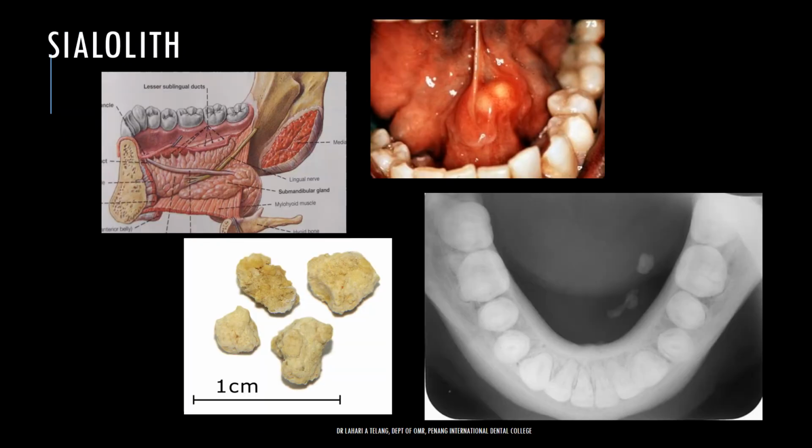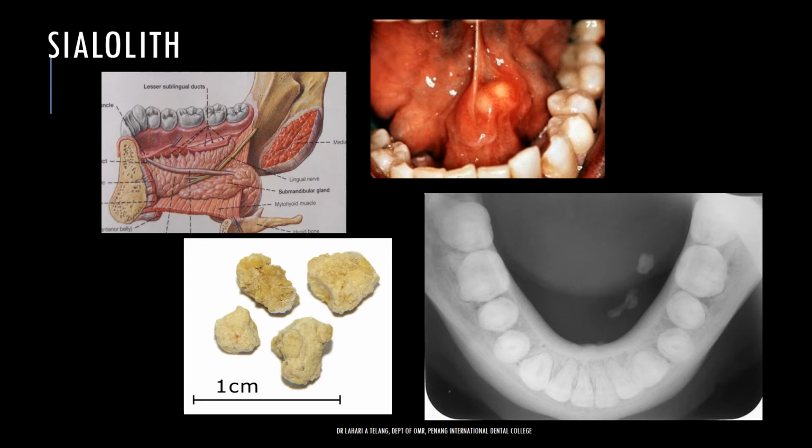A sialolith is a common occurrence in the submandibular salivary duct. We are aware of the reasons why the Wharton's duct is a more common location: its tortuous course and location of the duct, and also the components of the saliva that is secreted by the submandibular salivary gland itself. So sialoliths can vary in their radio-opacification based on the calcification and the density.